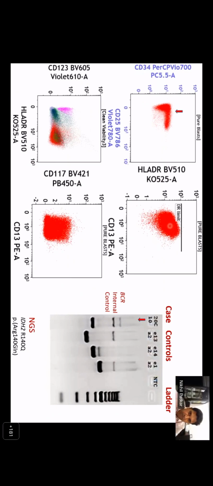HLA-DR is positive, and CD13 is positive. Yes, but it is really dim. And what else can you see here? Negative on here, dim 13 and negative to dim 117. Right. So it's dim to negative for 13 and 117. And again, what do we see here?